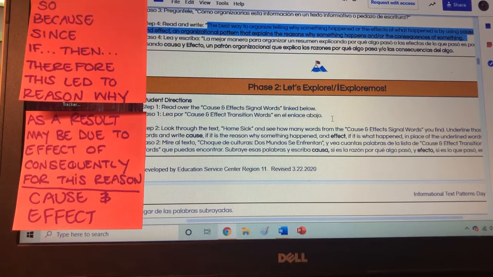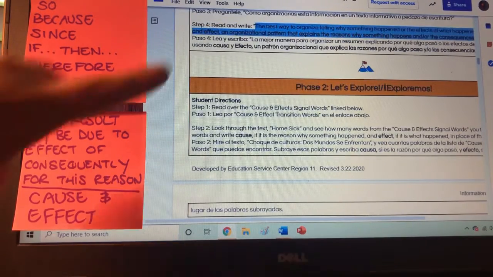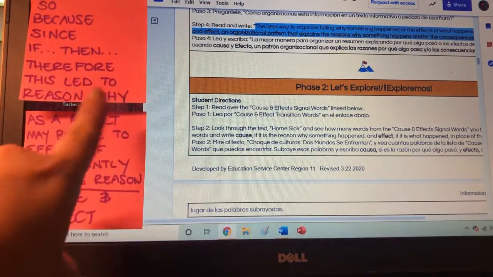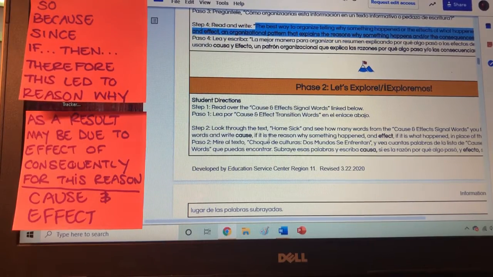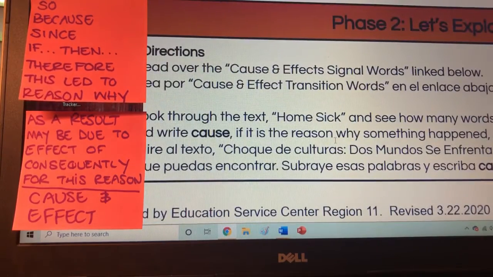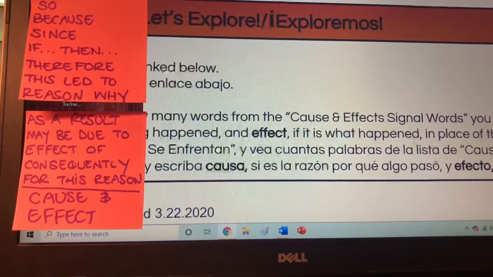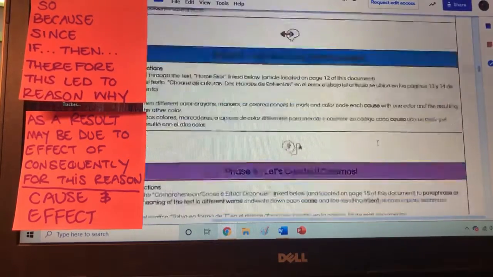You guys are going to go ahead and underline those cause and effect signal words. I have them right here for you, so you can look at them while we're reading. Underline them at home, and write either cause if it's the reason why something happened, or effect if it is what happened.